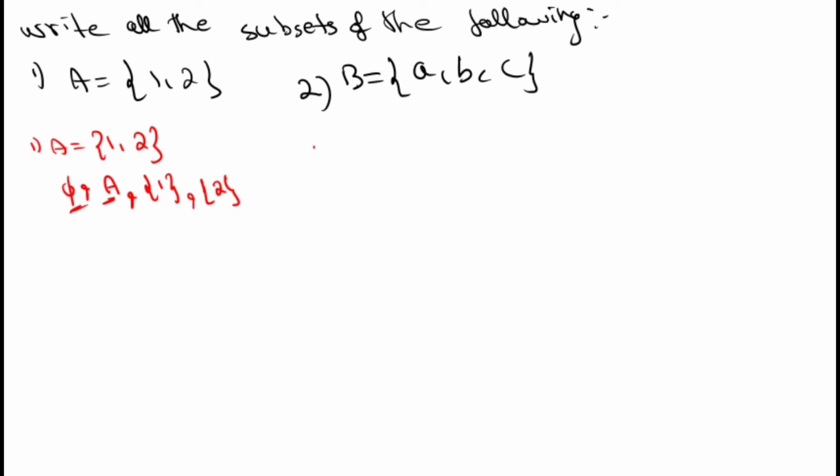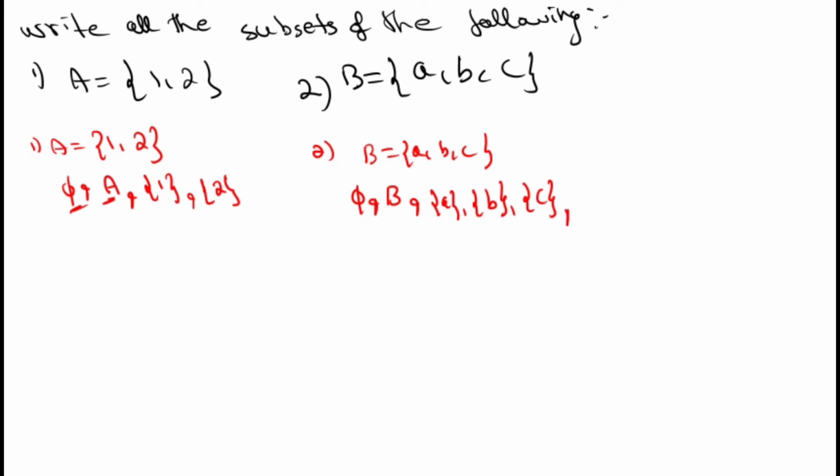Okay, take the second example. B is equal to {a, b, c} is given. Write the possible subsets. First subset, see, the empty set. Second subset is the given set. Third subset, singleton a. Then you can write singleton b and singleton c. Okay, then you can take the set {a, b}. Yes or no? This is one set. Every element of this set is an element of the given set, right? A belongs to B, b also belongs to B.